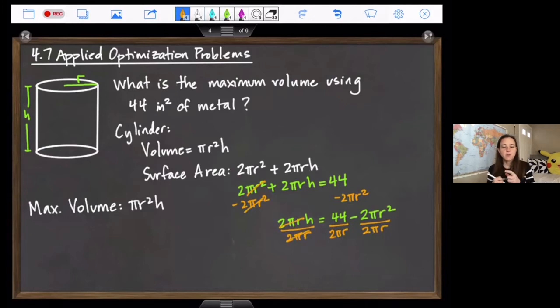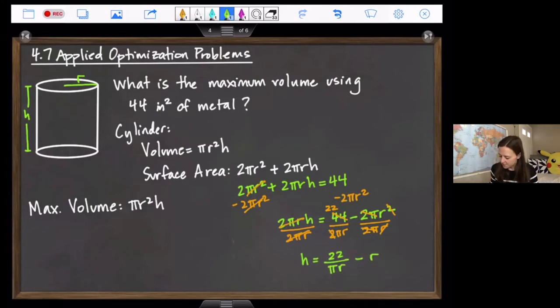In the first term on the right, I can reduce the 2 and the 44. I can make this a 22. And the 2 pi r, so the 2 pi's will cancel, and the r will cancel out one of the r squareds on top. So we had a lot of simplification over there, which is nice. So I've got that the height is equal to 22 over pi r minus r.